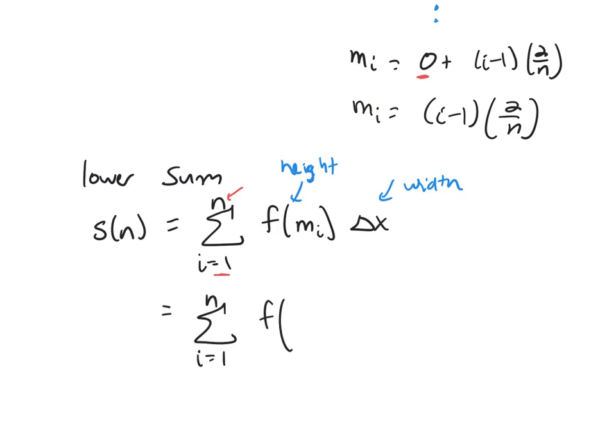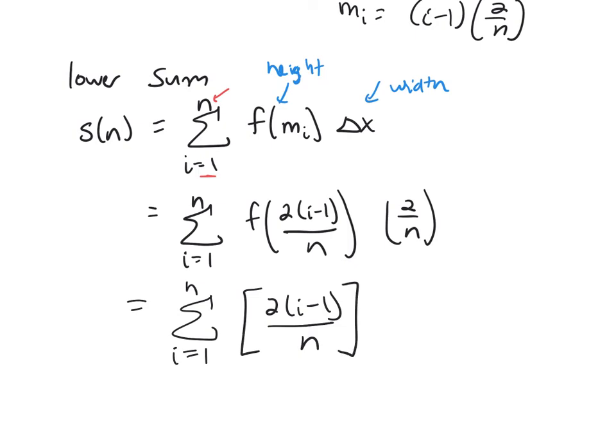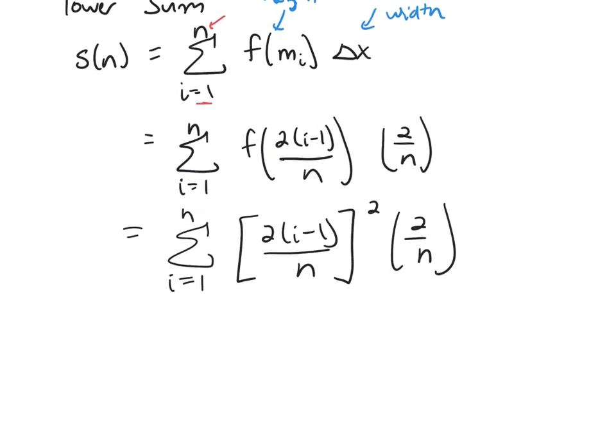This is going to be f of m_i, the formula was 2 times (i minus 1) over n. And delta x, remember, was 2 over n. And then what was our function? It was x squared. So now this is the sum from i equals 1 to n. So I've got to square (2i minus 1) over n. And okay, well now we're going to simplify this.